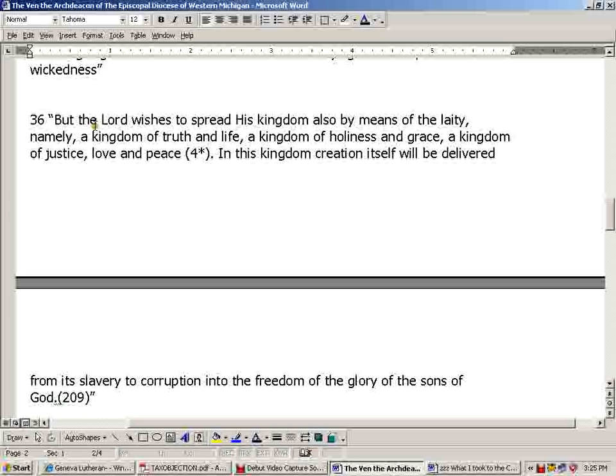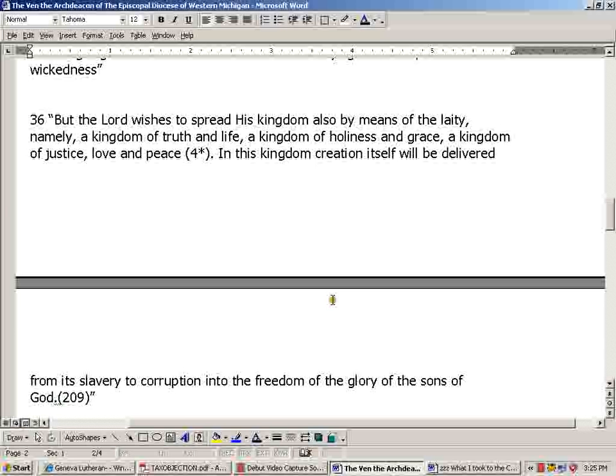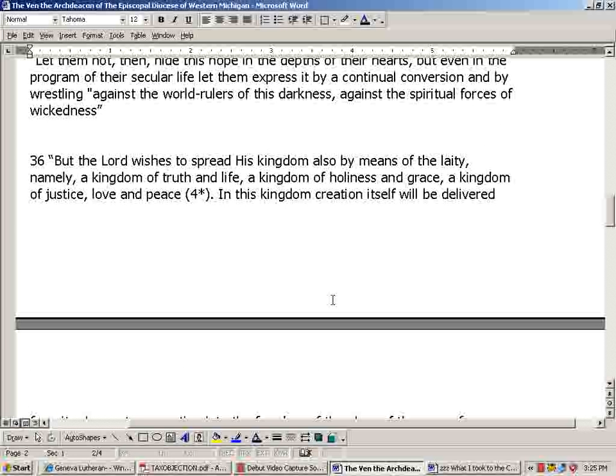But the Lord wishes to spread his kingdom also by means of the laity, namely the kingdom of truth and life, a kingdom of holiness and grace, a kingdom of justice, love, and peace. And this kingdom, creation itself, will be delivered from the slavery to corruption into the freedom of glory of the sons of God, when we become the civil authority of the church.